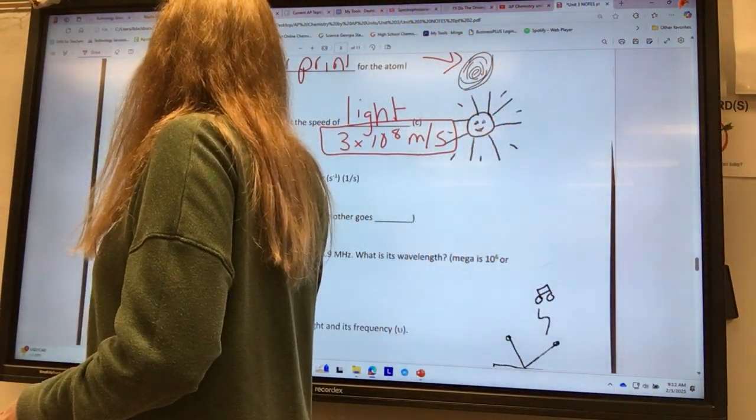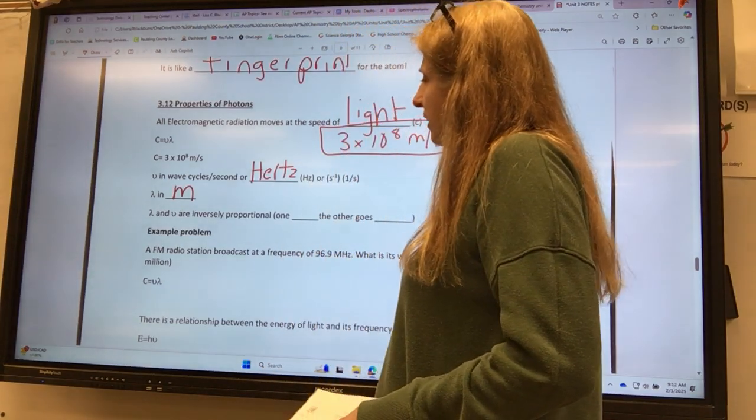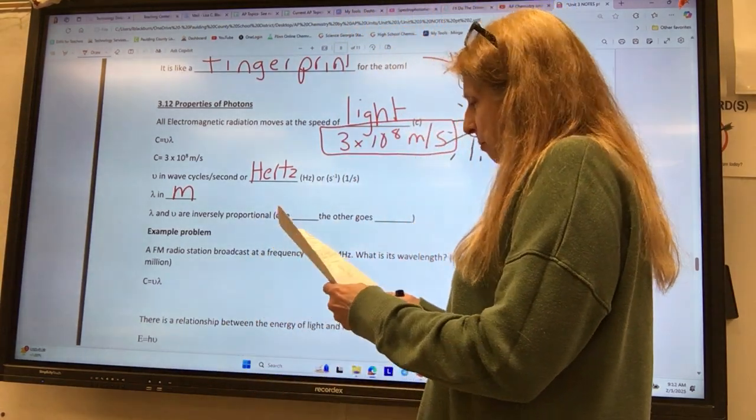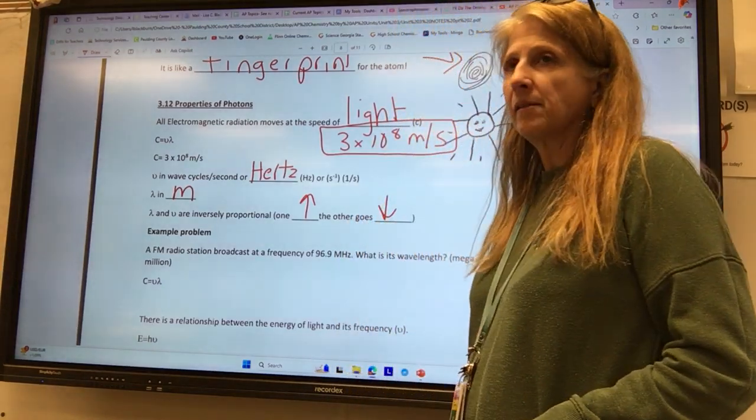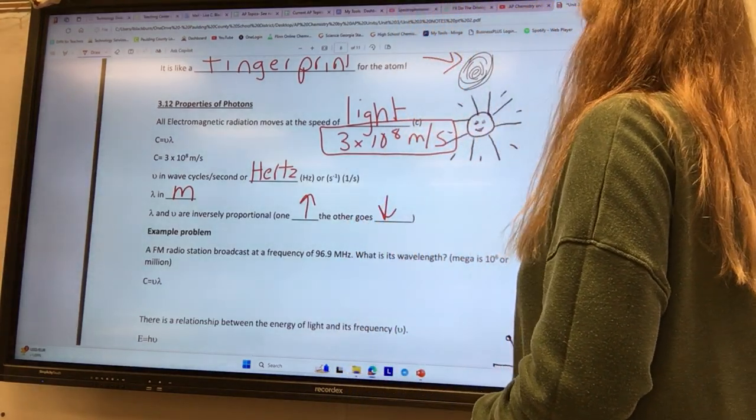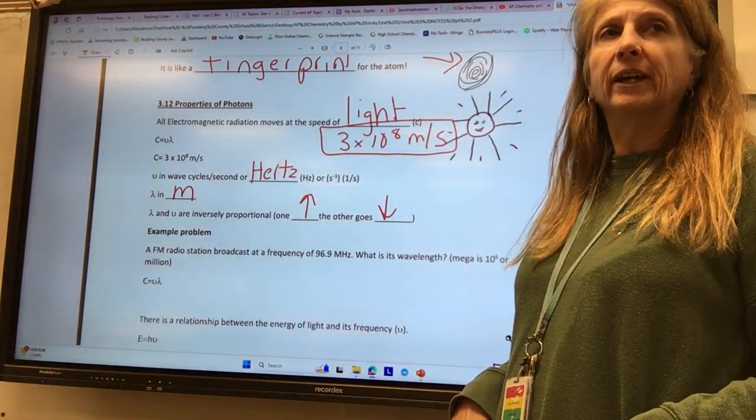Let's rule out some confusion. So wavelength is measured in meters. Wavelength and frequency are inversely proportional, meaning when one goes up, the other goes down. So here's an example problem. Can I scroll? We good with that? Okay.